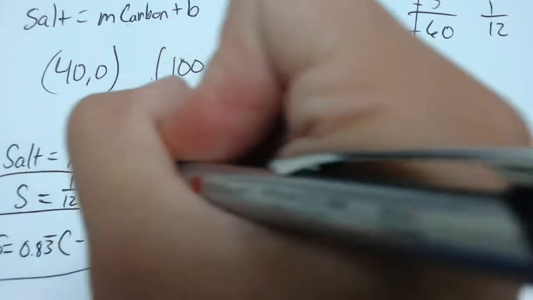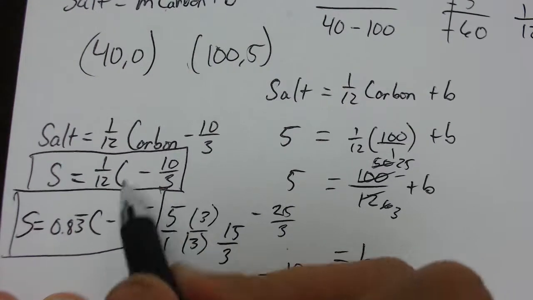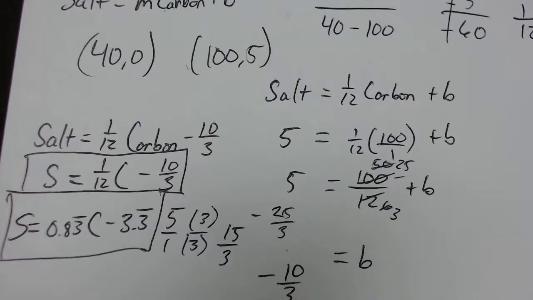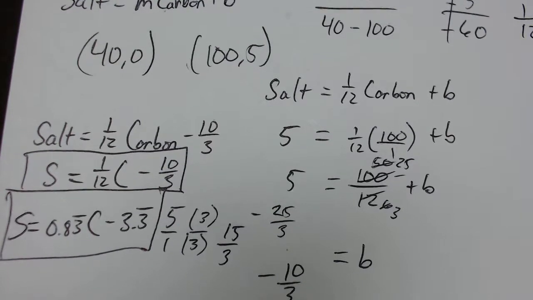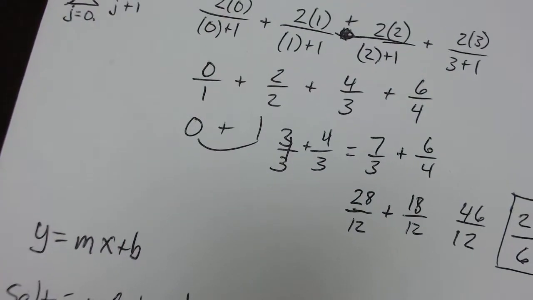Again, if you put the fraction values, that's okay as well. But both of these are the correct answer. And we're just finding the linear equation of the line in terms of salt and carbon. So that's linear regression. The last thing we're going to learn in this lesson is decomposing functions.